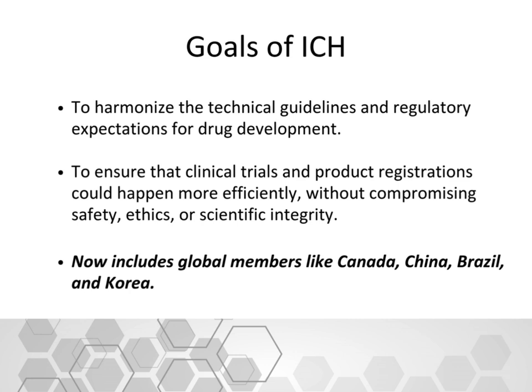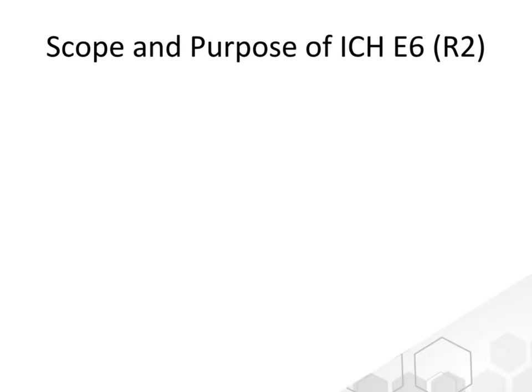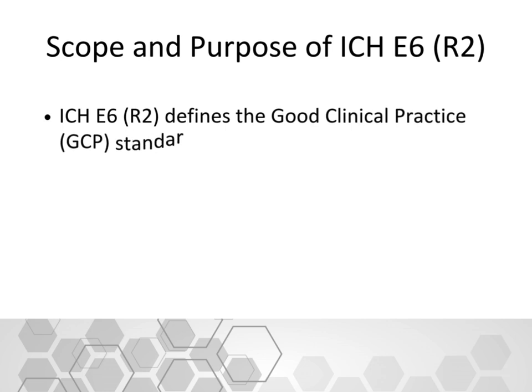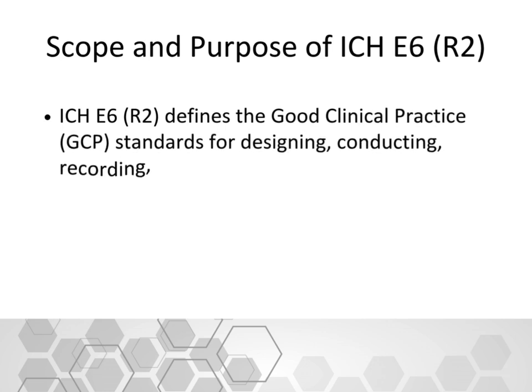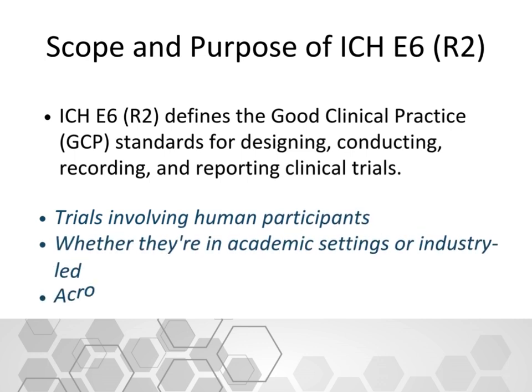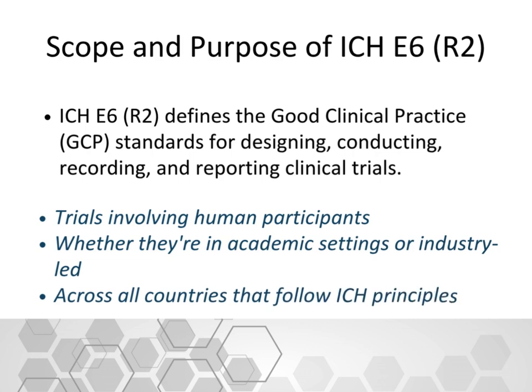And this brings us to the second section of this tutorial, which is about the scope and purpose of ICH E6R2, the E6 guideline, specifically the revision 2, which is the version used today. So what's the point of this document? At its core, ICH E6R2 defines the good clinical practice, GCP, standards for designing, conducting, recording, and reporting clinical trials. Its scope covers trials involving human participants, whether they're in academic settings or industry-led, across all countries that follow ICH principles.